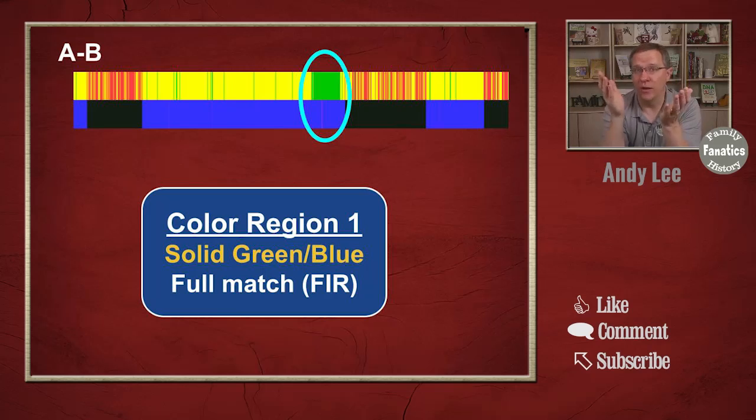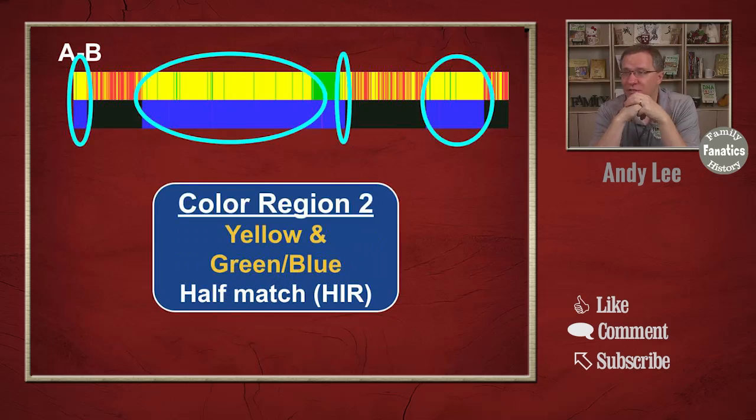And that's basically where both siblings receive the same DNA from both of their parents. The next is the yellow, and usually with some little bits of green interspersed, and then blue underneath. And this is the half matched region or half identical region. In other words, they each got the same DNA from one of their parents in these locations.